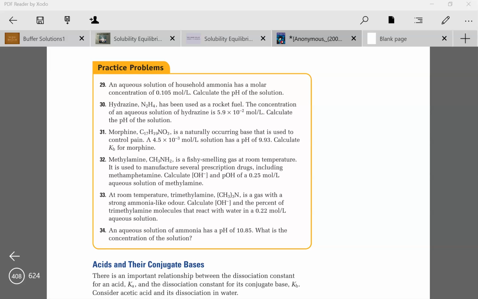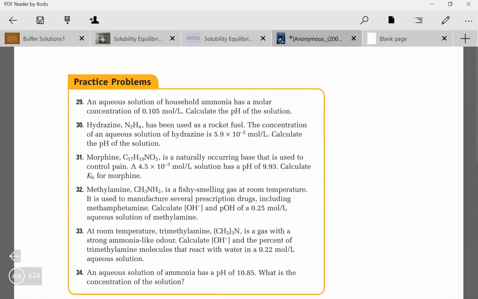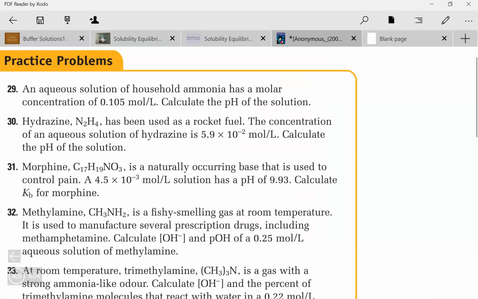Okay, so this is our KB homework stuff, which is on page 407. So let us start working on these. These are very similar to our KA calculations, just very minor differences. We'll do a couple with the ice table, and then we're going to skip the ice table.